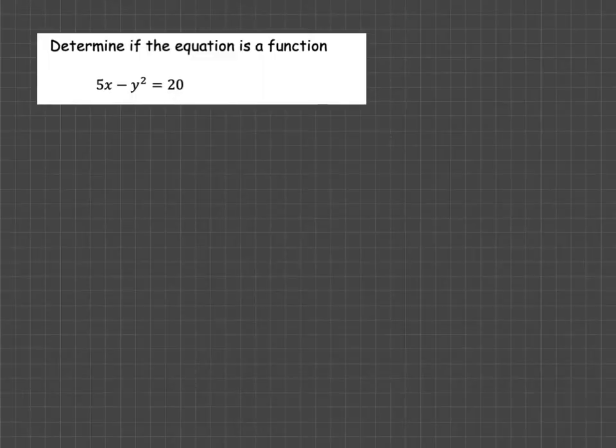So let's practice determining whether an equation represents a function. The first step is always going to be to solve for y.